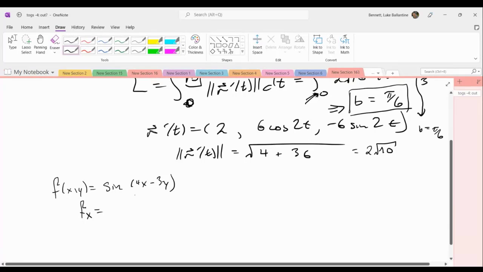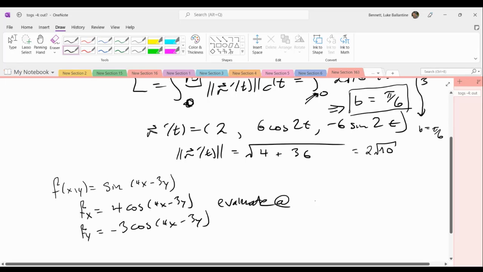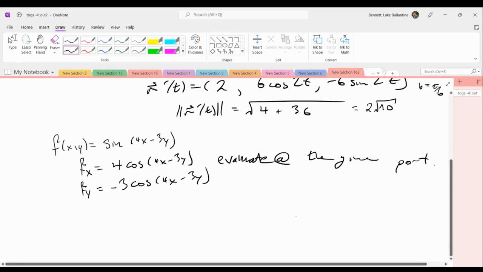F sub x is 4 cosine 4x minus 3y. F sub y is negative 3 cosine 4x minus 3y. And then we evaluate at the given point, whatever it is, and then that would be our answer.